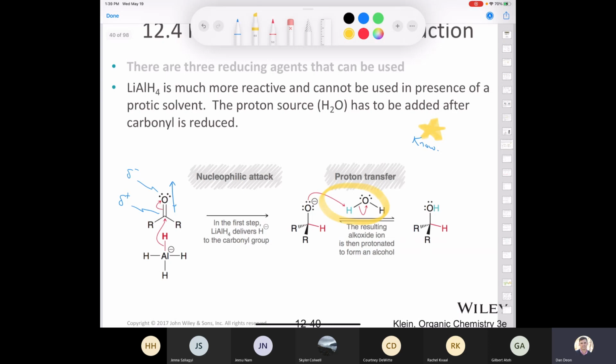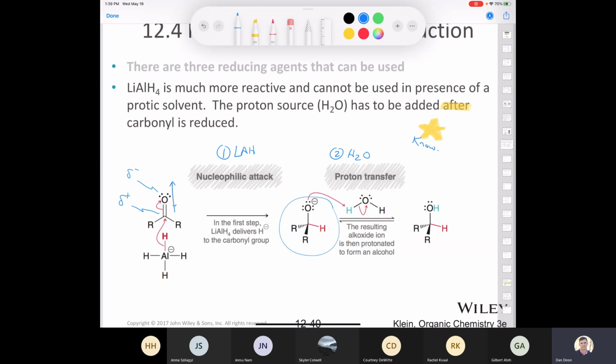And then we do a proton transfer, right? Remember, this would occur in the first step. This is just the addition of the LAH. And then this would be the second step, the addition of water. So it's 2 distinct or separate steps. It even says here in my notes that the proton source, the water, has to be added after the carbonyl is reduced.